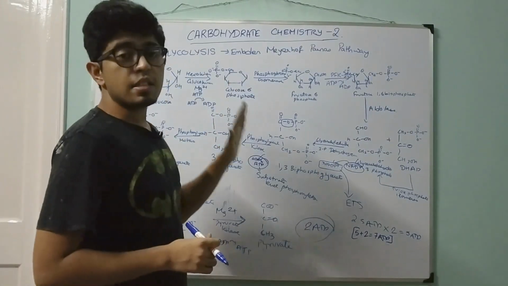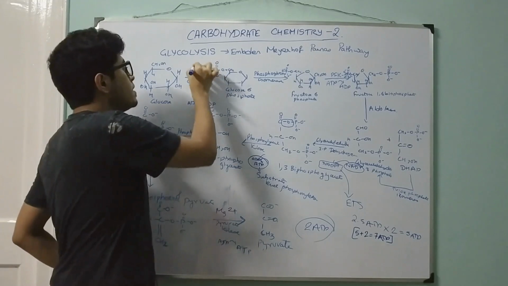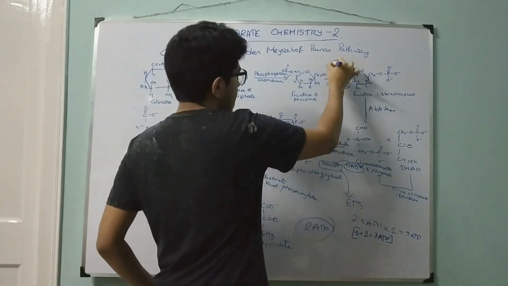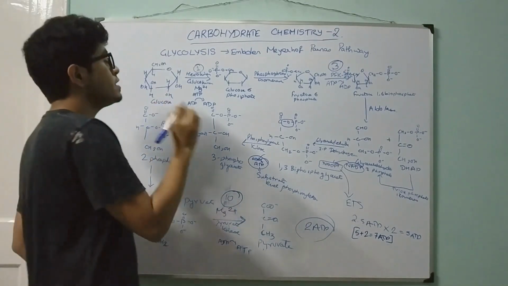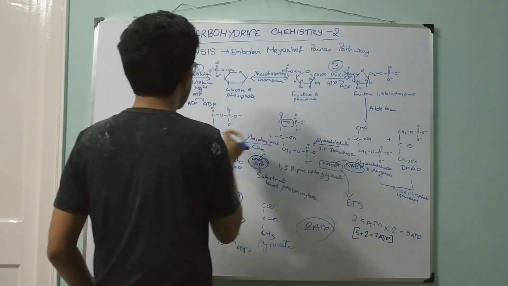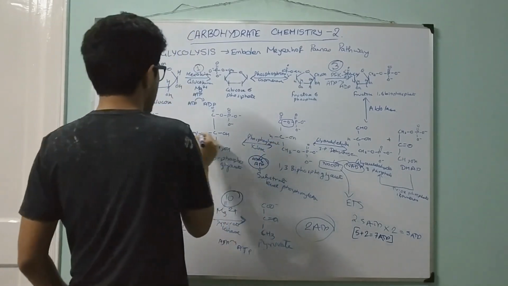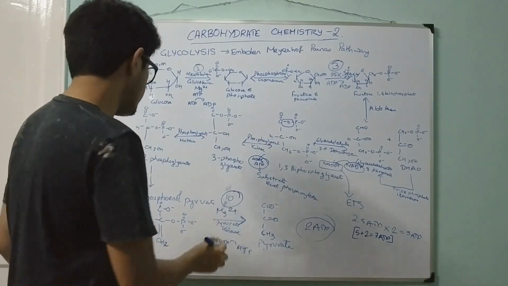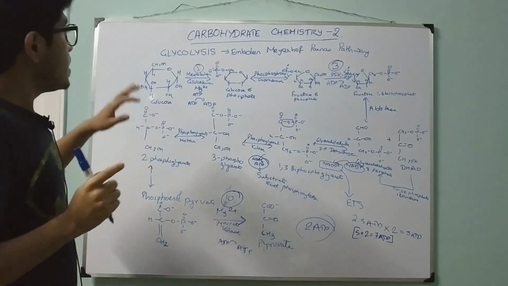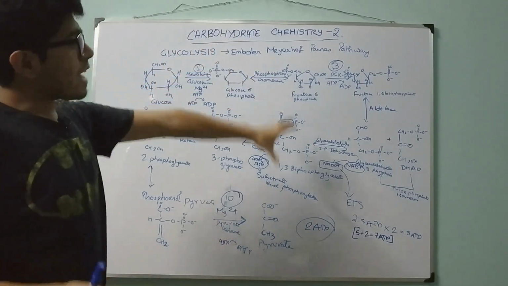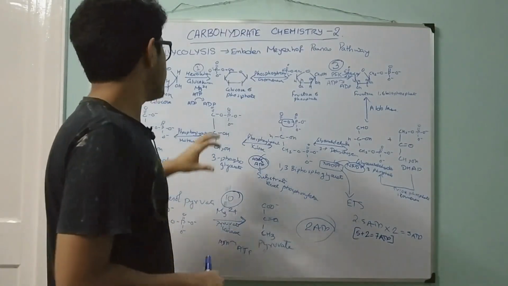Now, all the reactions of glycolysis are basically reversible reactions, except for this reaction which is 1, this reaction which is 3, and the last reaction which is 10. These 3 reactions are the only reactions which are irreversible. All other reactions are reversible reactions. So only these 3 are the irreversible ones. Therefore, these 3 reactions are the most regulated steps of the glycolysis pathway.